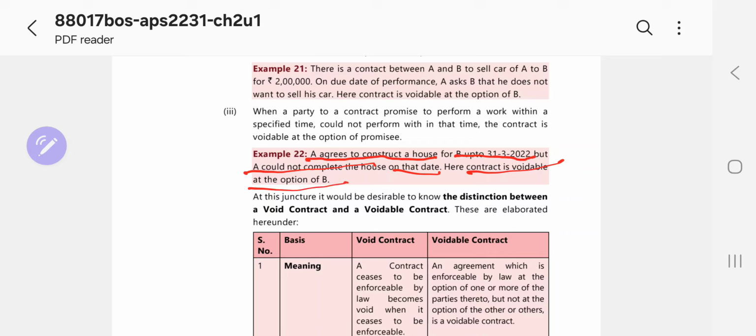If A has promised B that he will construct his house by 31st March, and A is unable to perform his duty, then B can cancel his contract. B has the right to either accept and agree to an extended date, or he can cancel the contract. So here B has the option to either accept or reject the contract. So the contract is voidable at the option of B.